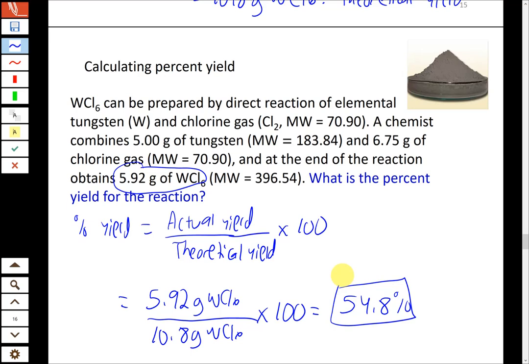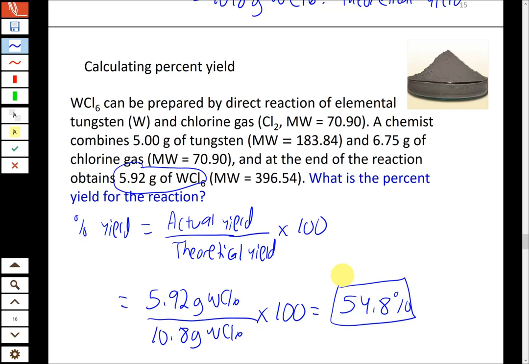Is that number bad? It just depends on the context. Some reactions just inherently don't work very well, and you're lucky to get that much. Other reactions work really well, and if you get a lot less than your theoretical yield, then that probably means you messed something up. So it really depends on the context. This specific one, I don't know if that's a good number or not, to be honest. But that's how we would do it.